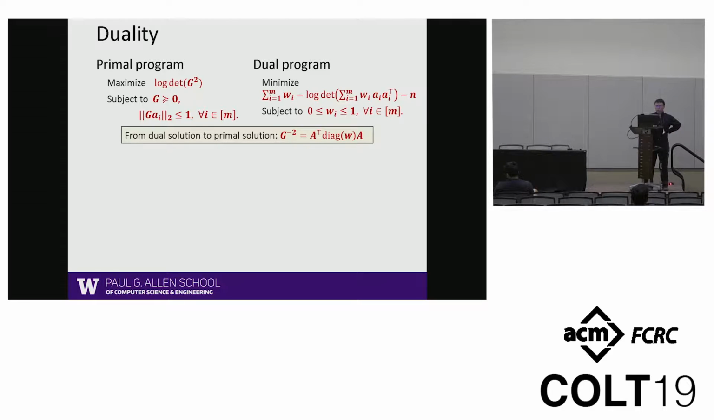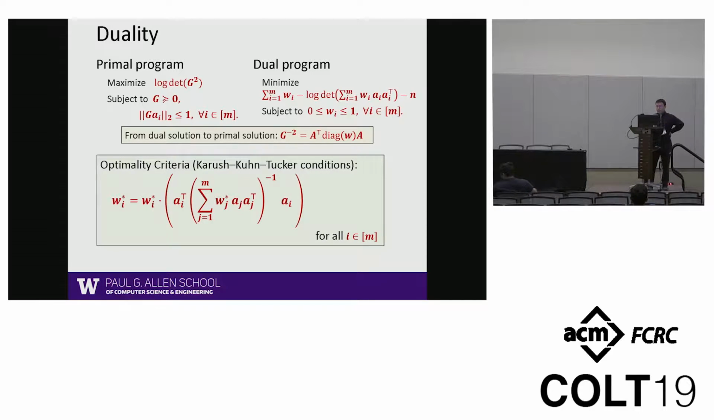Now, the first order optimality of the programs is given by the KKT conditions, which state that if W star is the optimal solution to the dual program, then it has to satisfy this equation. This equation is very important later in the talk, so for simplicity I just call this long line sigma I of W star.